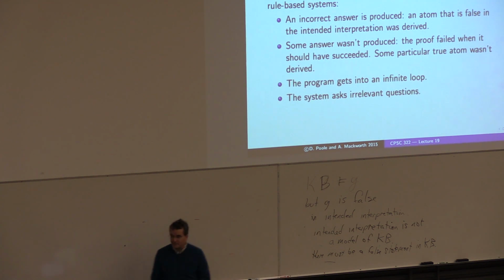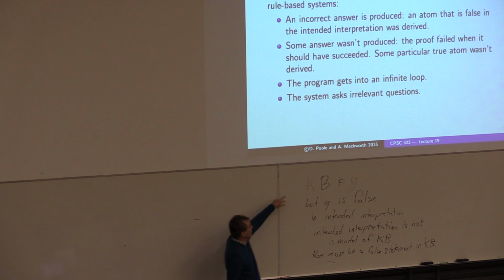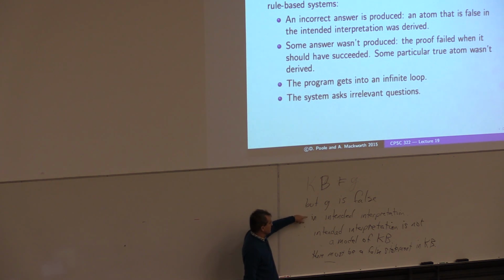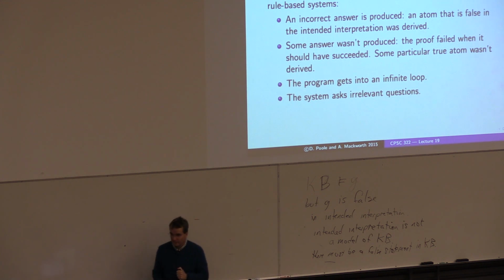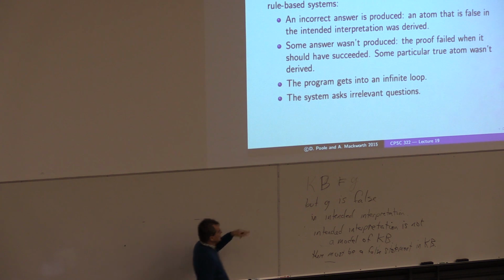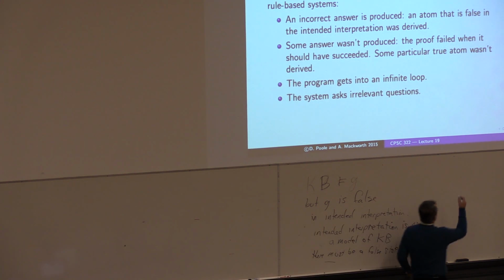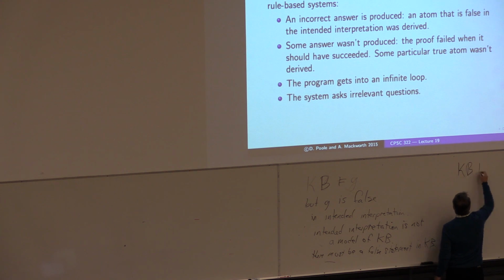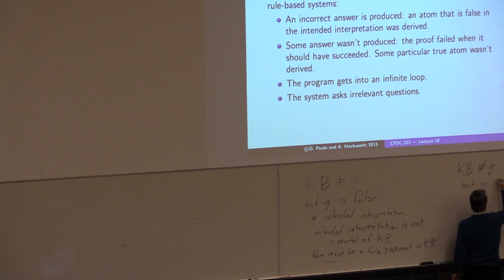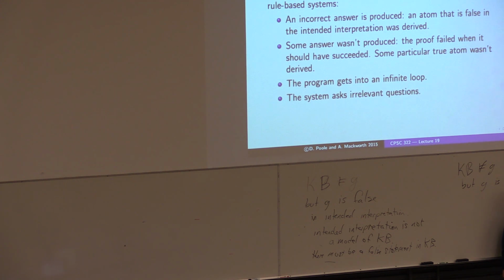Okay, so we've got this example where we actually have a false statement, something that's false in the intended interpretation. That makes sense? So we have a bug in our program. The second one is that the knowledge base doesn't entail G, but G is true in the intended interpretation. And what does this tell us? What must hold?